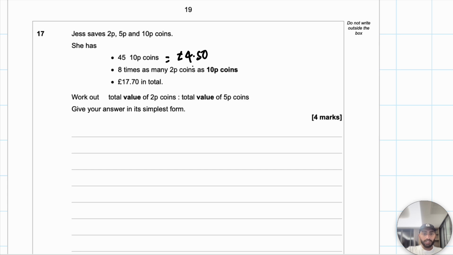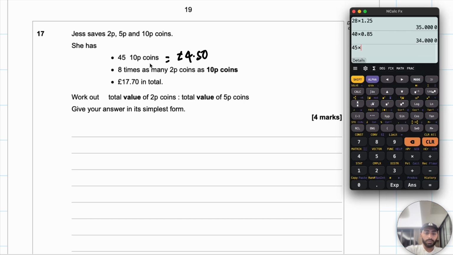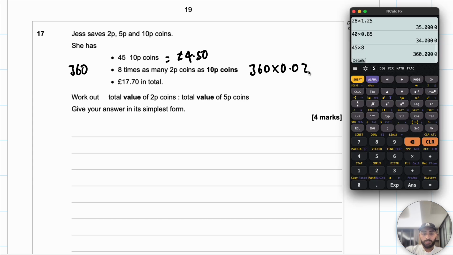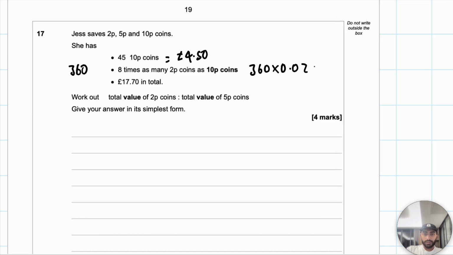8 times as many 2p coins as 10p coins. So she has 45 10p coins. What is 45 multiplied by 8? That's 360. So 360 2p coins, and what would those be worth? 360 times by 0.02 gives me £7.20. The total value is £17.70.